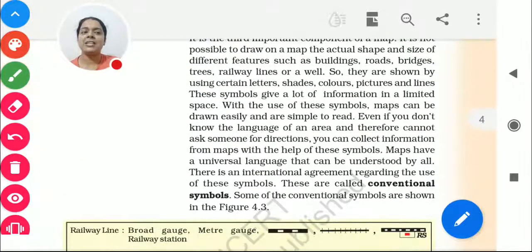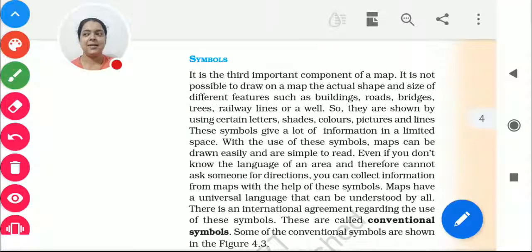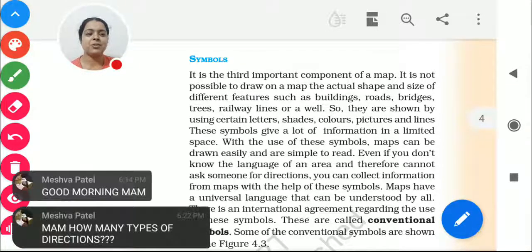Now coming to the next point, the symbols. Don't you think that we should talk about the symbols later? No, we should continue with the symbols only. Fine, so we'll continue.